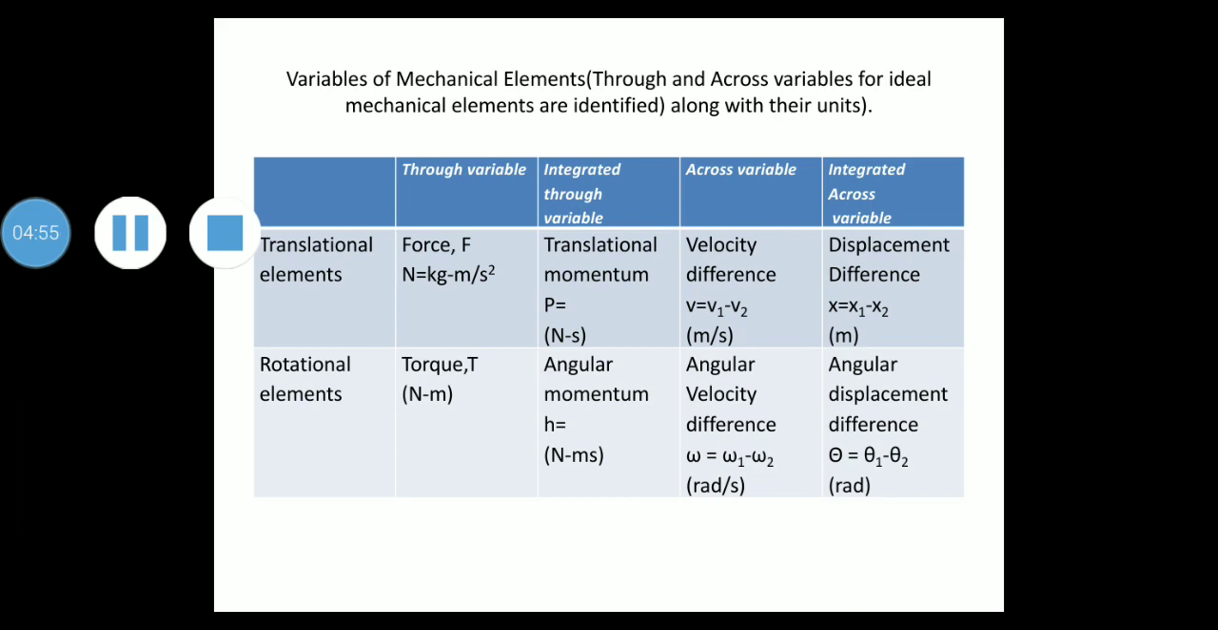Sorry, I have missed it. Velocity difference V is equal to V1 minus V2 meters per second. Then displacement difference x is equal to x1 minus x2. Then rotational elements: torque T in Newton meter, angular momentum h is the integration from minus infinity to t of T dt, in Newton meter second. Then across: angular velocity difference omega is equal to omega 1 minus omega 2 radians per second. Angular displacement difference theta is equal to theta 1 minus theta 2 radians.